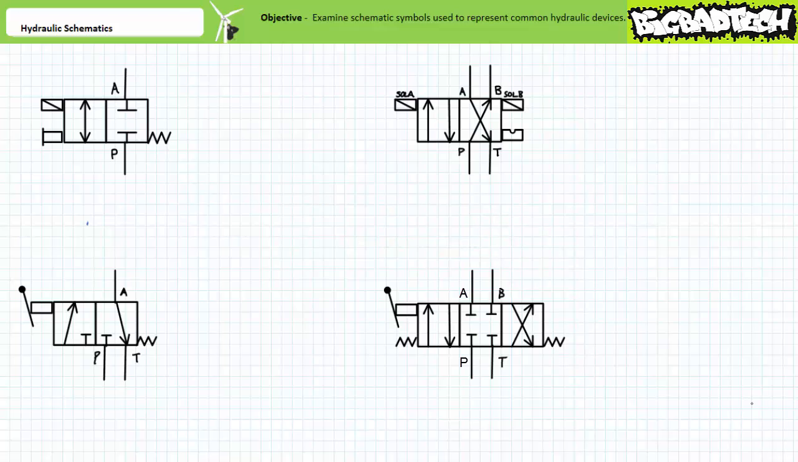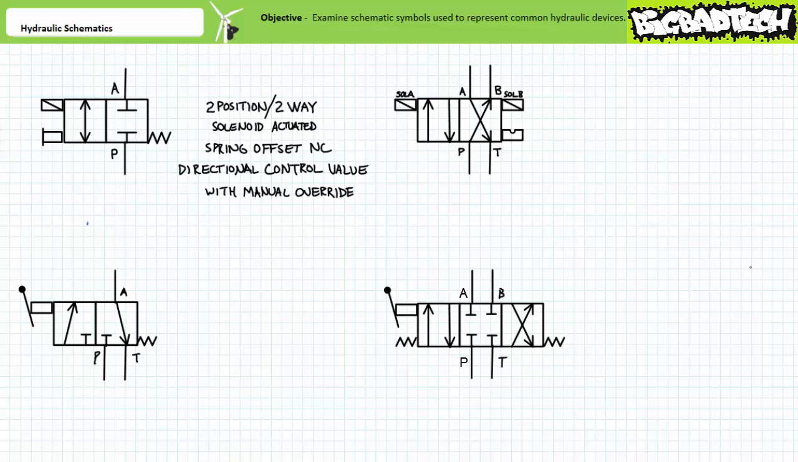If you perform the classification correctly, you should have come up with the following titles. This particular directional control valve is a two-position, two-way, solenoid-actuated directional control valve that is spring offset into the normally closed position. Additionally, it features a manual override.